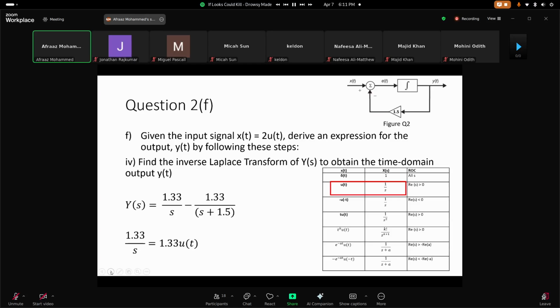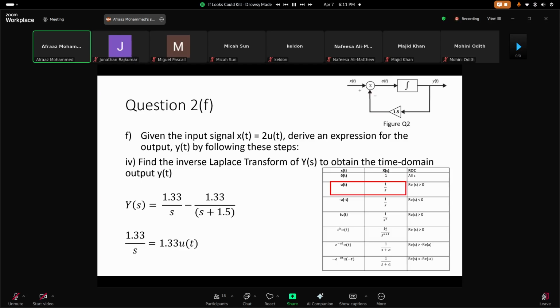The last part of the question is to find the inverse Laplace transform of Y(s) to obtain the time domain output y(t). Once again, we have Y(s) in 2 terms. We have the 1.33 over s, and the second term is 1.33 over s plus 1.5. So what we'll do is take each term separately. The first term is 1.33 over s, and let's have a look at the table.